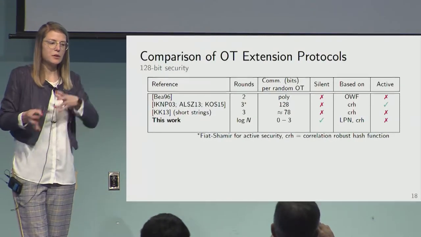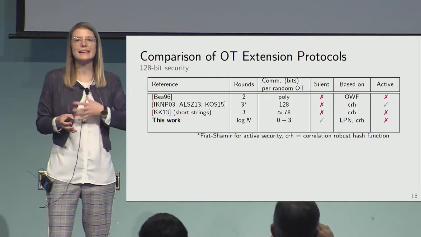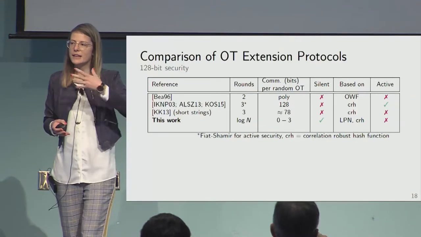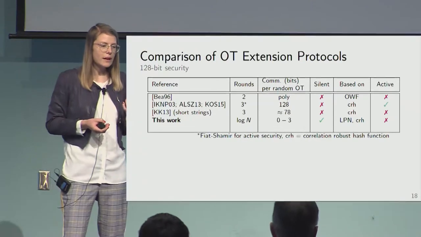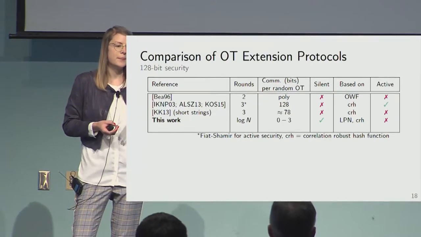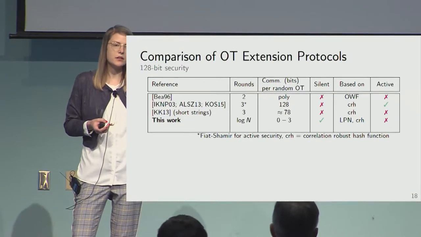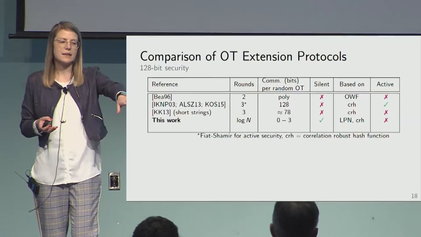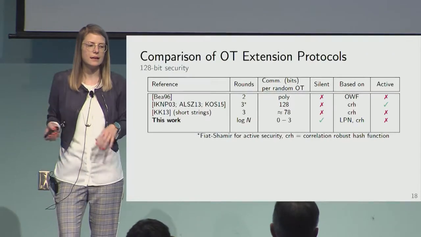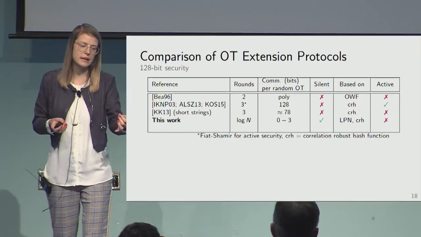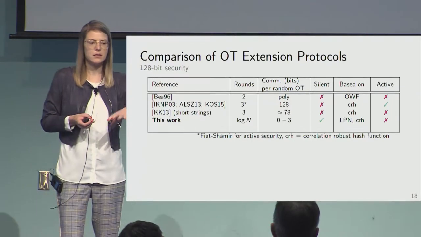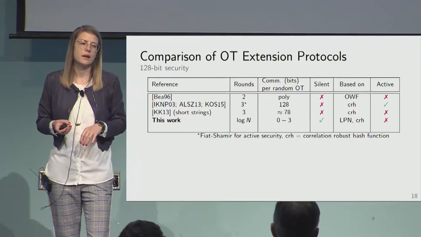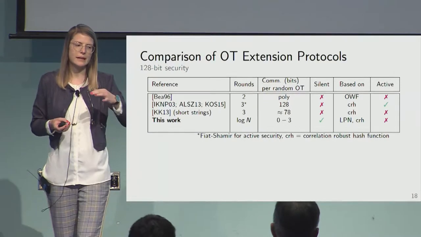If you compare it with previous OT extension protocols, which I said are linear in the number of OTs, it's actually even worse. If you look at the concrete numbers, the communication for a single OT, even a bit OT, is something like 78 bits per OT. And we bring this down with this approach to 0.3 bits per random OT, so significantly less.